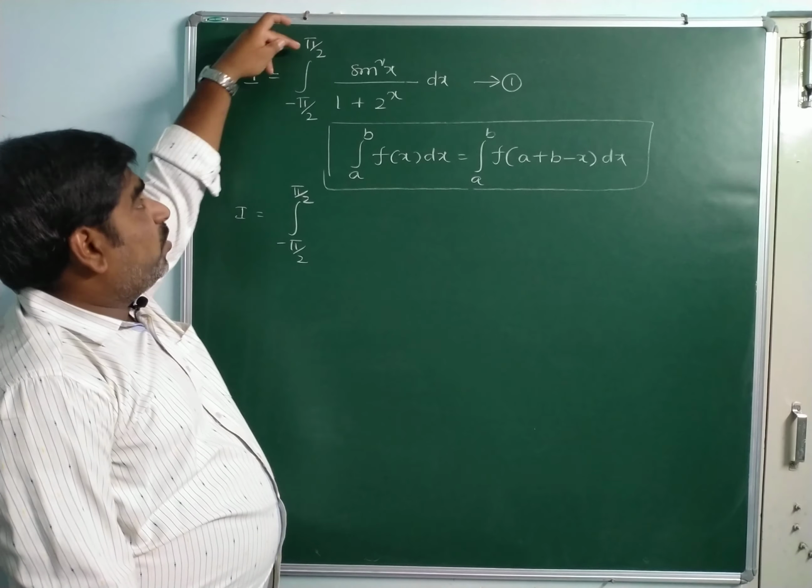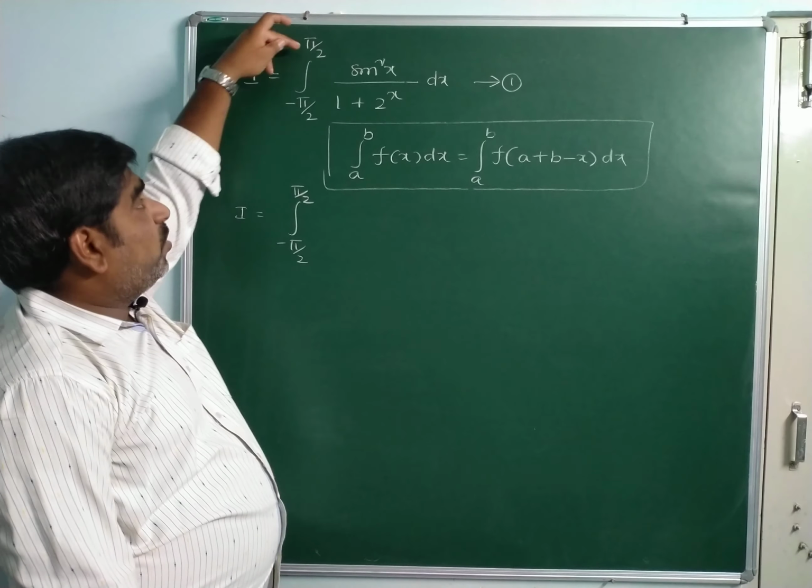Integral from minus pi by 2 to plus pi by 2. Here, 2 to the power of minus x can be written as 1 by 2 to the power of x. Take the LCM: it will become 2 power x sine square x, whole by, after taking the LCM, 2 to the power of x. So you will get 1 plus 2 power x, dx.